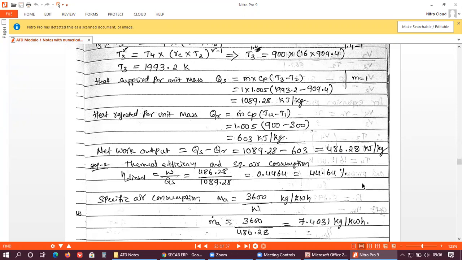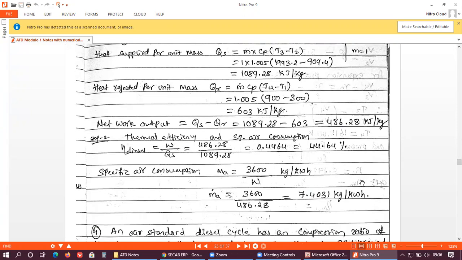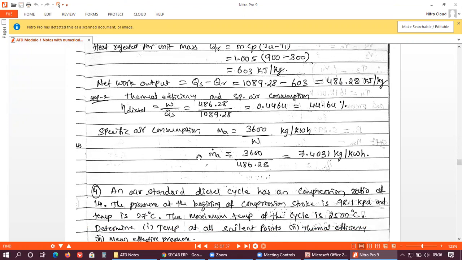Okay. Now coming to thermal efficiency. How are you going to calculate it? It is nothing but work done divided by heat supplied. So work done is 486.28 divided by 1089.28. So you'll get 44.64 as the thermal efficiency.